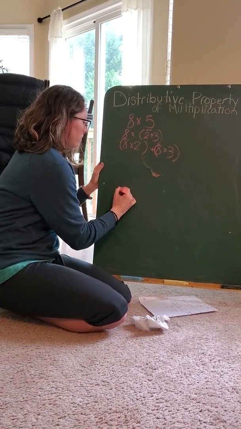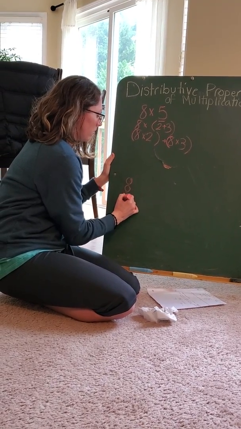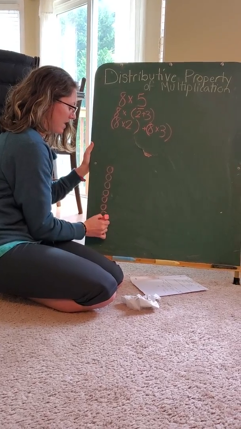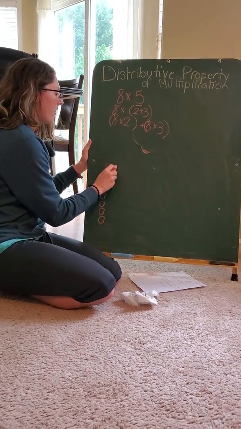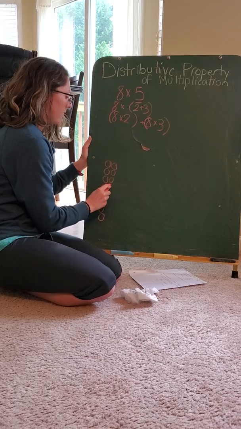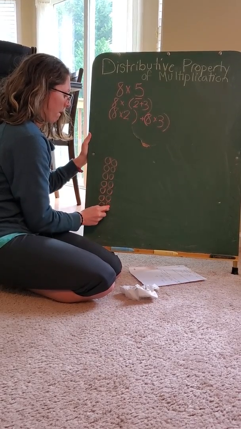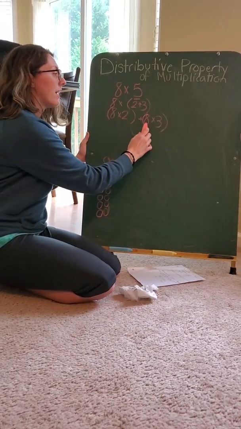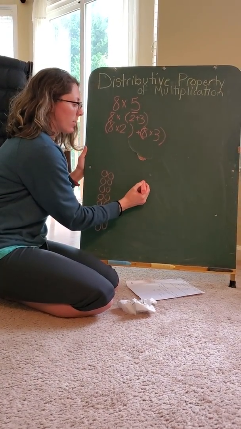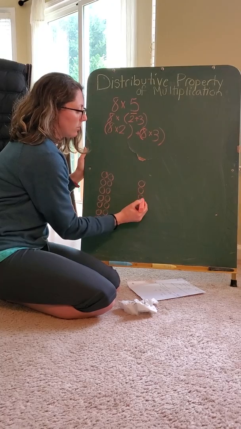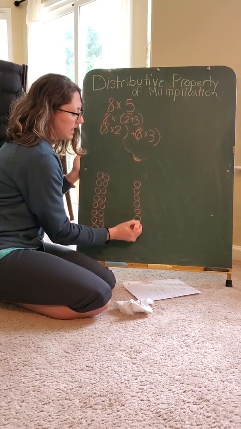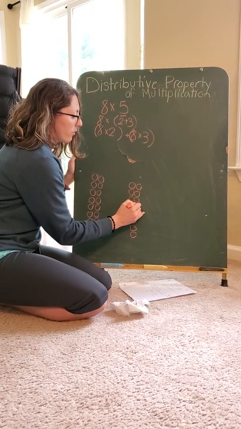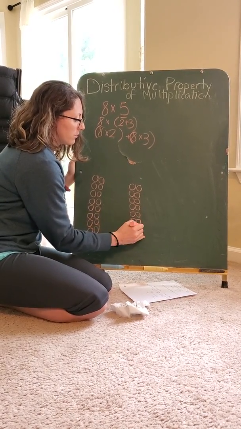8 groups of 2. Well, 1, 2, 3, 4, 5, 6, 7, 8, and I have 2 groups of it. Now I have 8 times 3, so I'm going to draw that down here. 1, 2, 3, 4, 5, 6, 7, 8, and I have to do that for 3 groups.